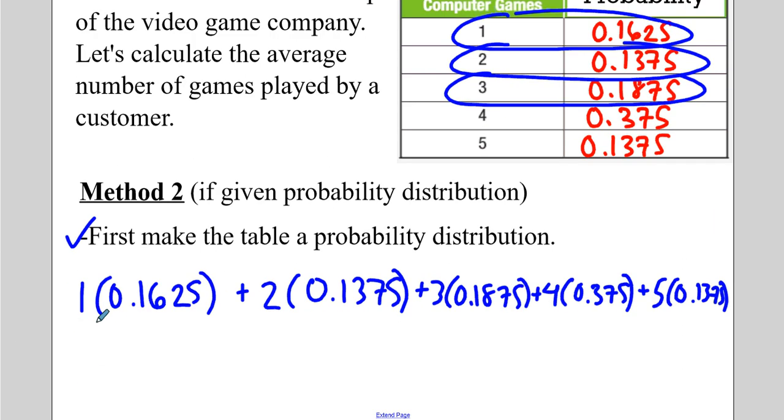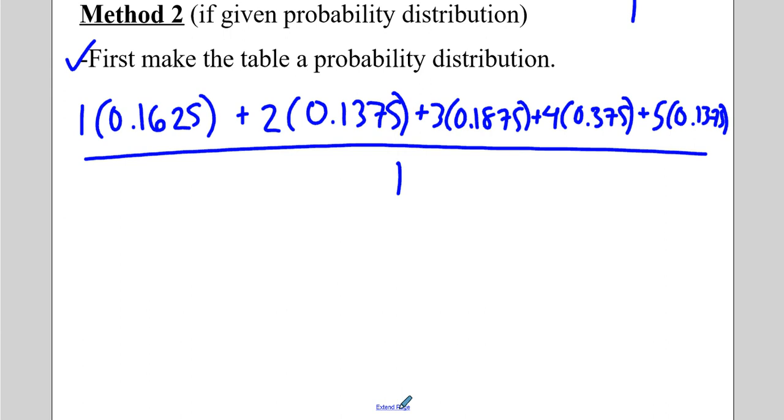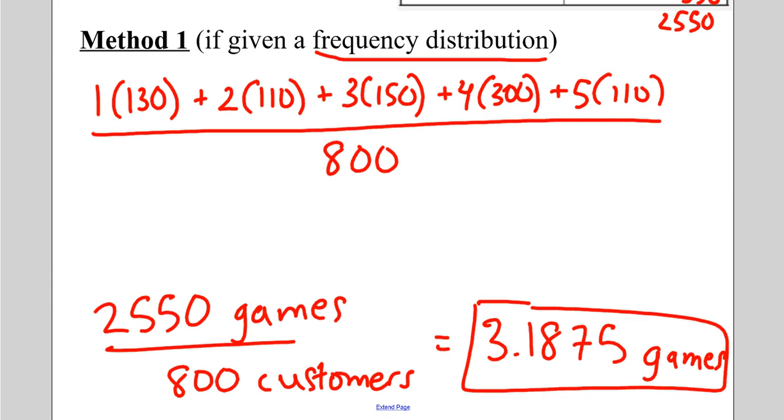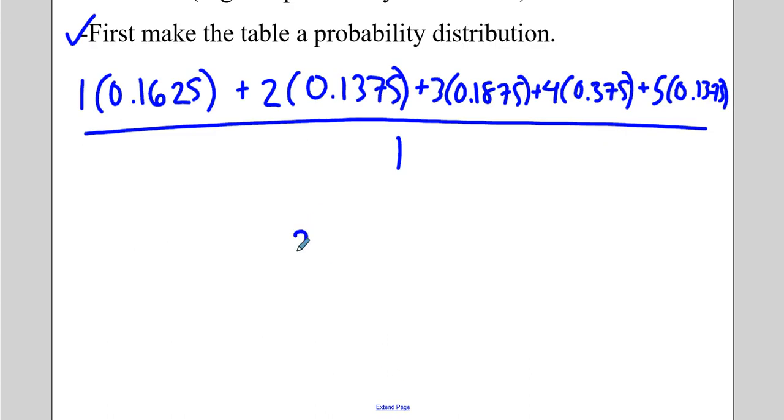Now we need to divide by the total. If I didn't know how many people were surveyed, I have to total by the column that I'm working with, its probabilities. What's the total of the probability column? It totals to be 1. So I just divide by 1. And then I run the calculation. And you can check, when you run this calculation, you're going to get the exact same thing that we did before, 3.1875. You have to.